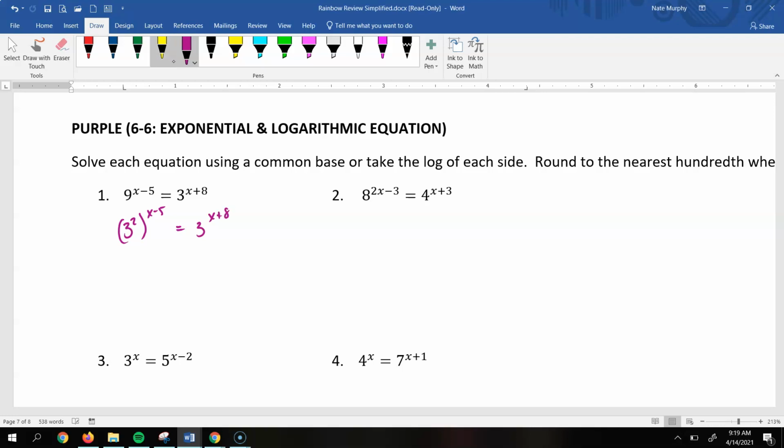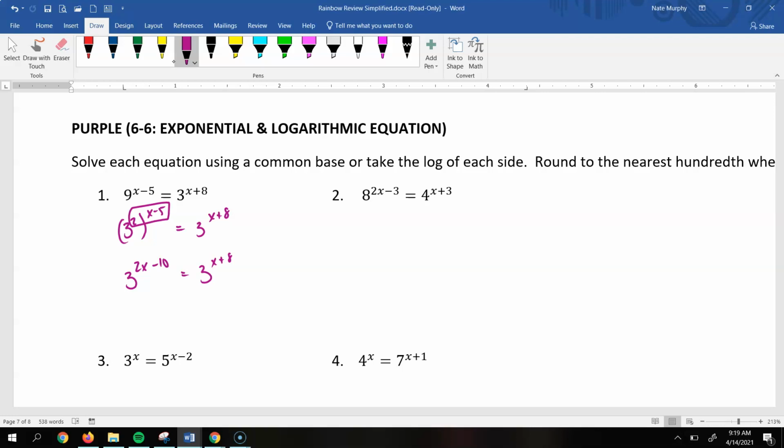So what I can do then is take that 2 and distribute it to the x and the minus. This would be the same as 3 to the 2x power minus 10 equals 3 to the x plus 8 power. So remember what an equal sign means is that the two sides are equivalent to each other. So we're trying to figure out what x would have to be to get both sides to be the same.